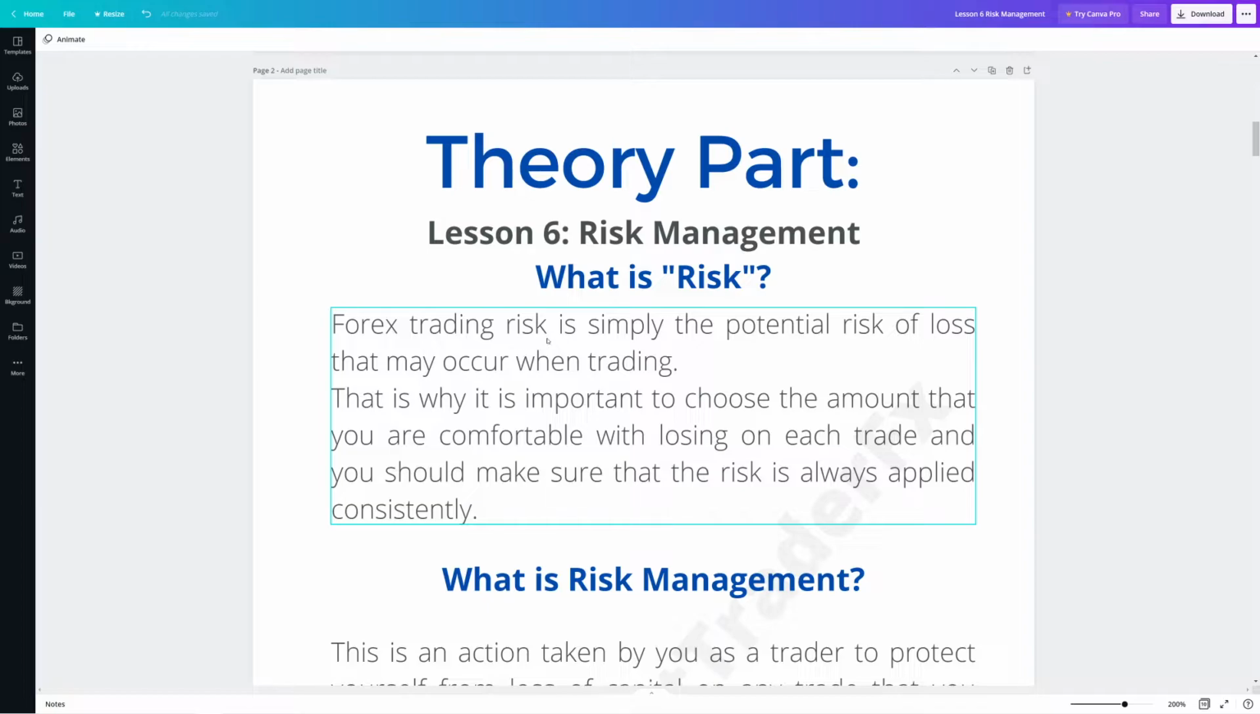Well, forex trading risk is simply the potential risk of loss that may occur when trading. That is why it is important to choose the amount you are comfortable with losing on each trade, and you should make sure that the risk is always applied consistently, right? You have to decide, let's say you have, which is going to be the amount that we're going to use for the example, let's say you have a $1,000 balance, right?